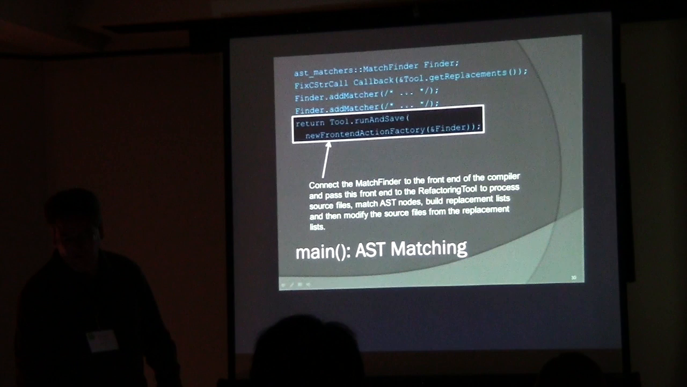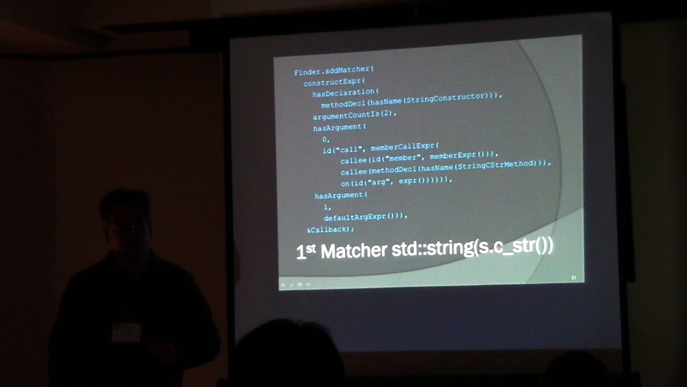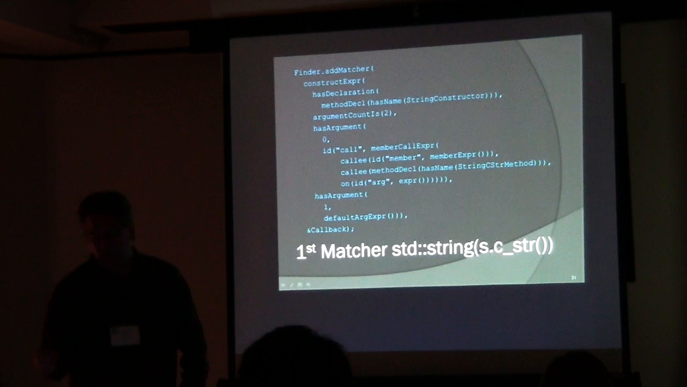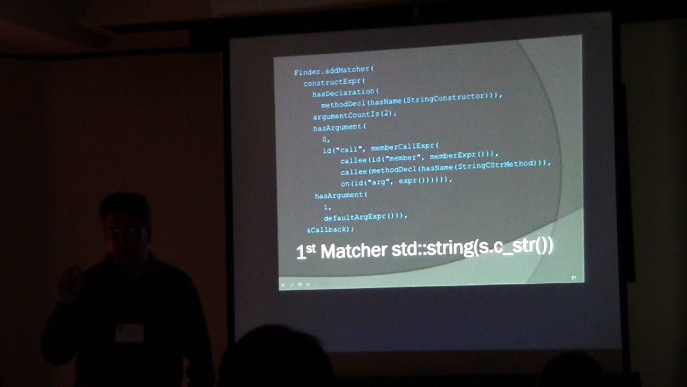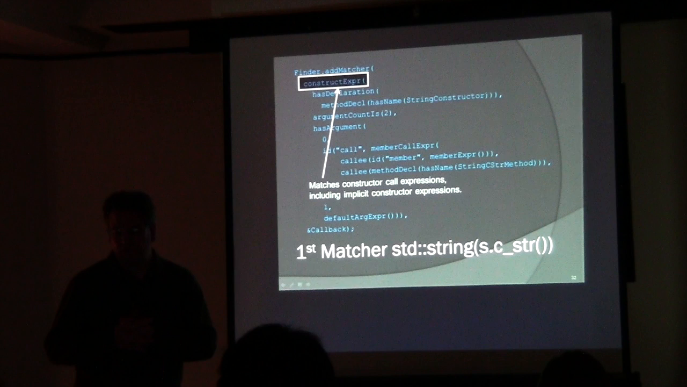So here's this remove cstr calls, which has two matchers. The first matcher is this one where we look for a function that takes a standard string, and we're passing it a standard string where we've called c_str on it. Let's take a look at these little pieces in here.